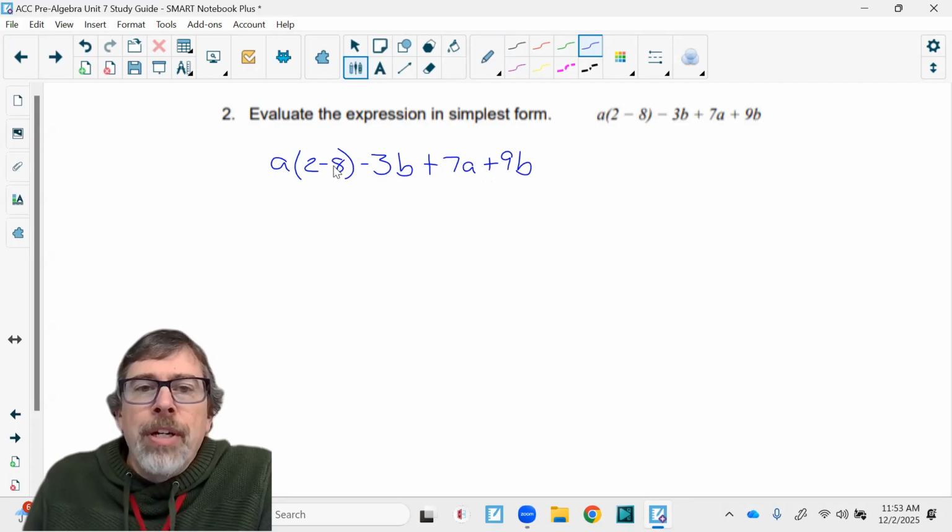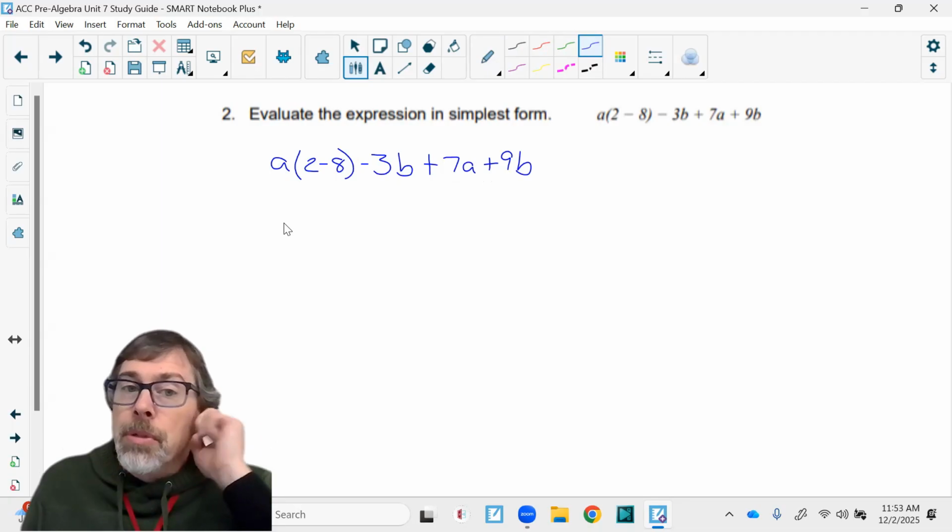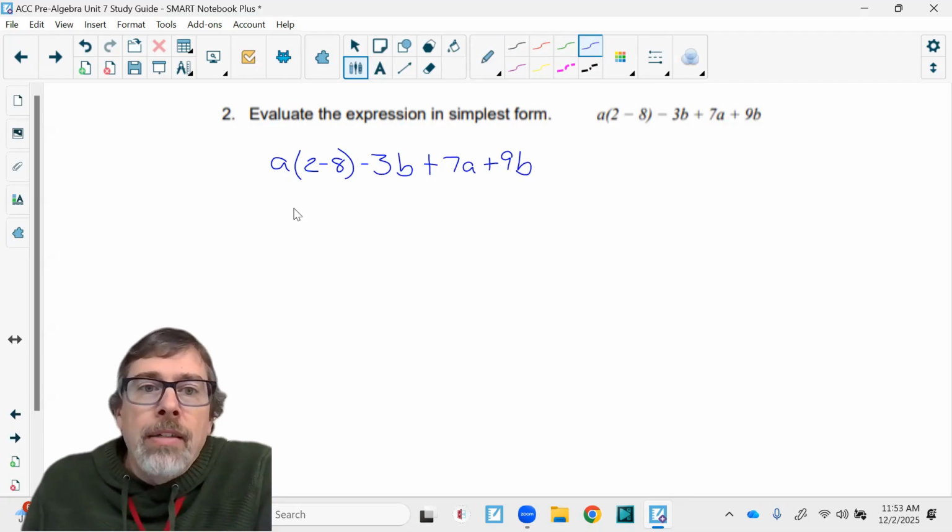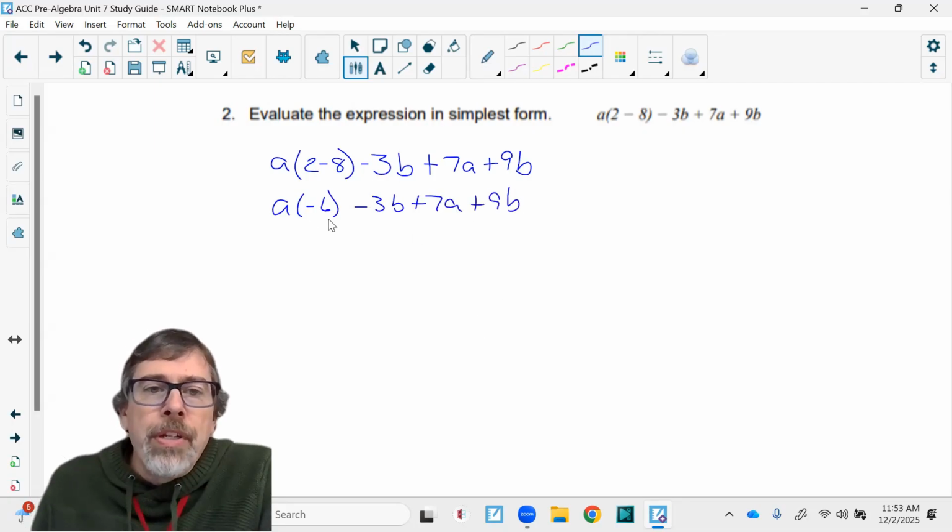The order of operations says grouping comes first. So I'm going to group these rather than distribute since they're both constants. I'm going to leave a here, and 2 minus 8 is negative 6. Minus 3b plus 7a plus 9b. Well, this negative 6a can be rewritten as this. A times negative 6 is the same as negative 6 times a. And then I'm going to put the next a.